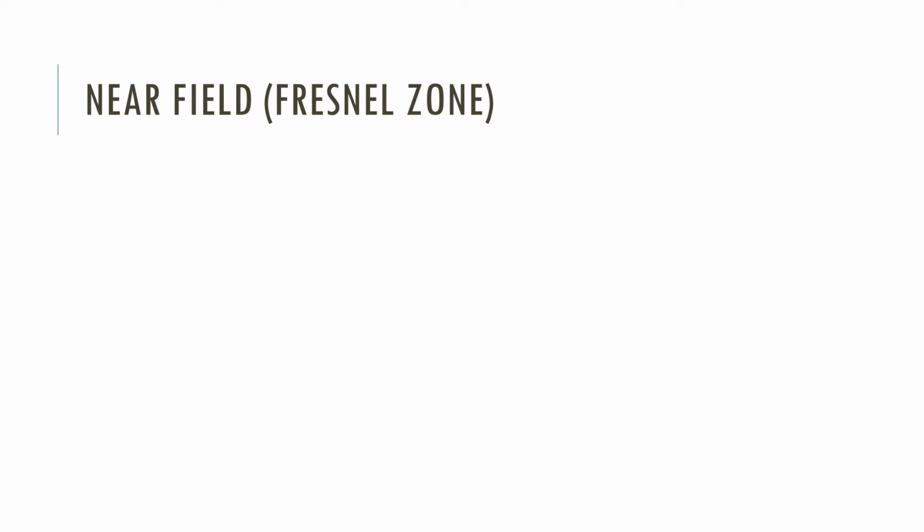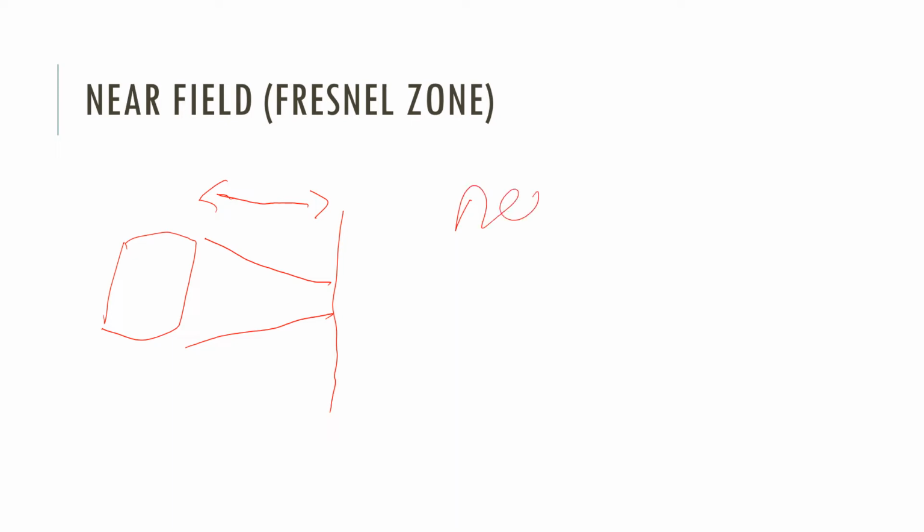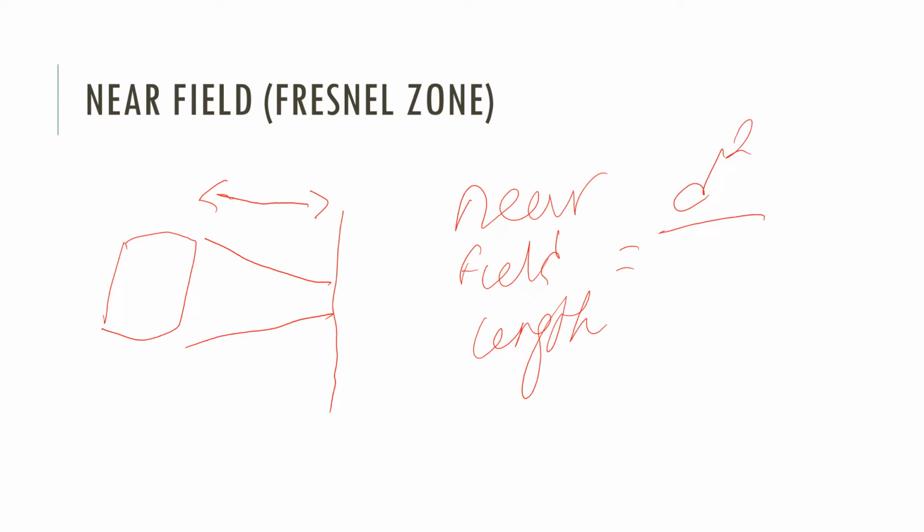Okay, so in the near field, we'll draw our transducer again. So what affects this near field? We need to know how long this near field will go for. To do that, we have a specific equation that describes it. So the near field length is given by the diameter squared over 4 lambda.